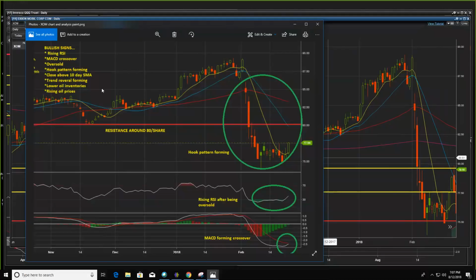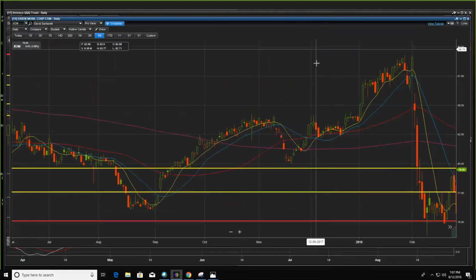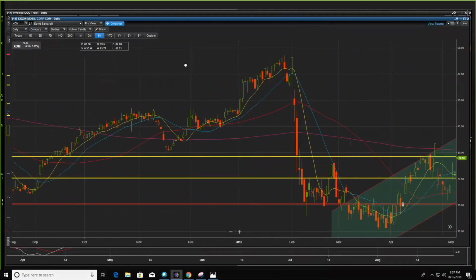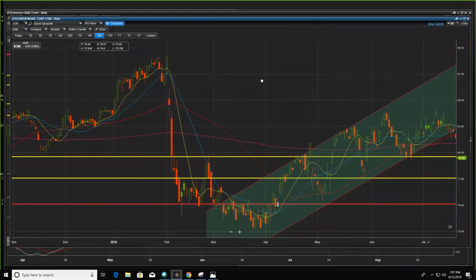So like I said, I always mark my resistance and my support areas, and those are sometimes my targets for when I'm going to take profits, and the support areas and the SMAs are what I use to set my stop loss areas. So it's extremely important, like I said, to always have your support and resistance areas.